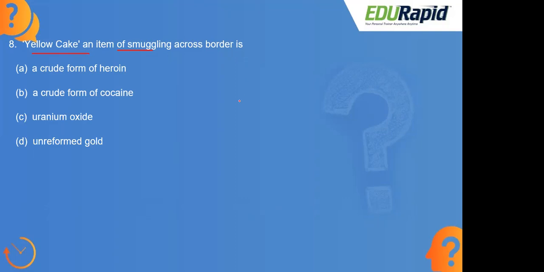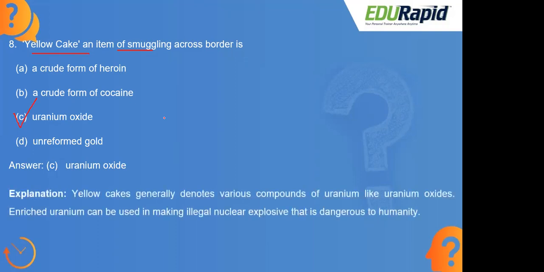Okay, let us look at the answer now. Here, the right answer is option C, uranium oxide. Uranium oxide is the one that can be used as yellow cake, and it is used in smuggling, usually across the border of our India. Not only in India, but in different countries all over the world. There we can see illegally they are using this uranium oxide as a smuggling material, which is highly poisonous to humanity, in the form of yellow cake.